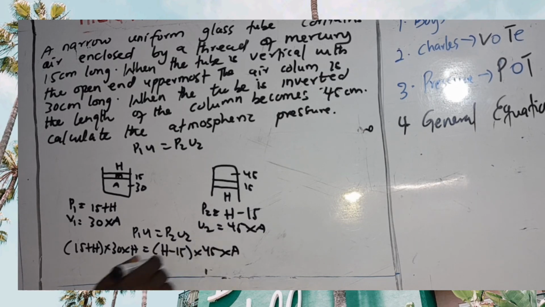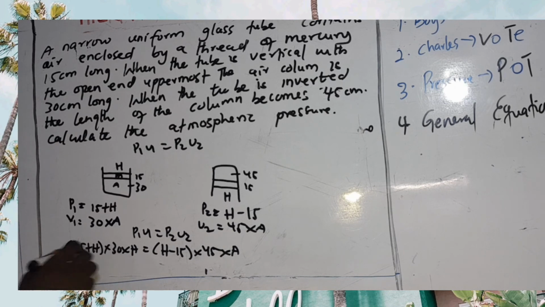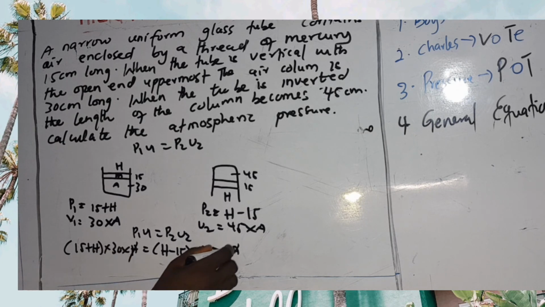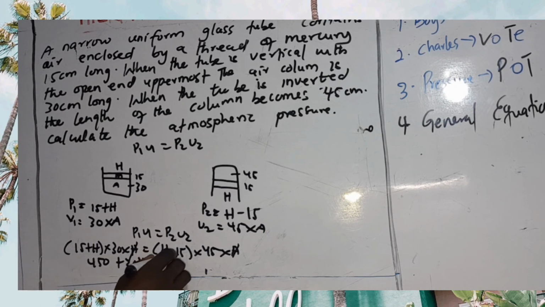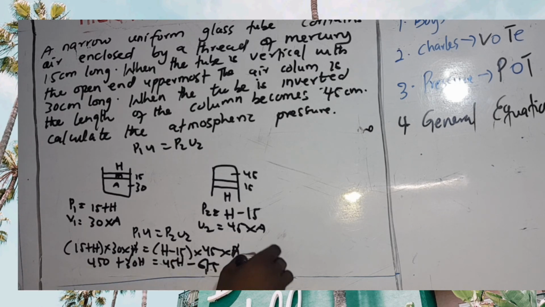And so if you multiply this out thoroughly, the area here will cancel the area here, so I'm going to get 450 plus 30H equals 45H minus 675. If you make H the subject from this relation, you are going to get H equal to what?